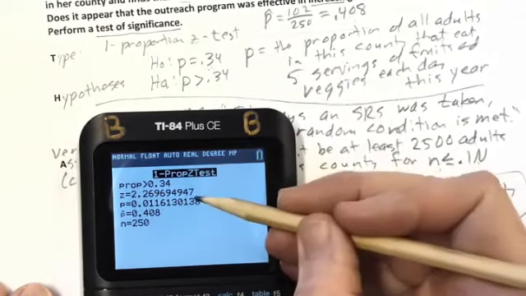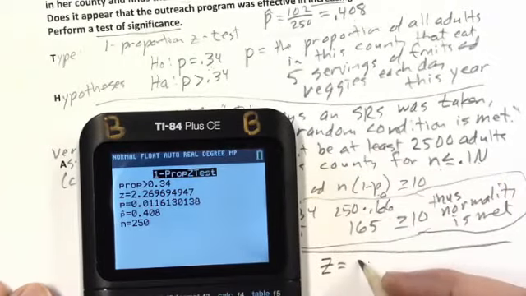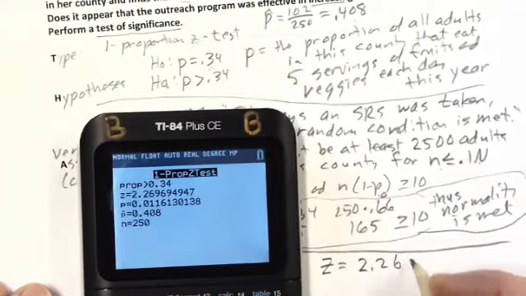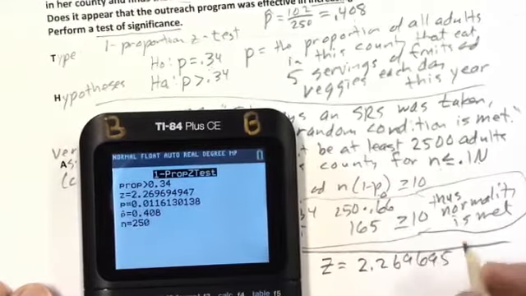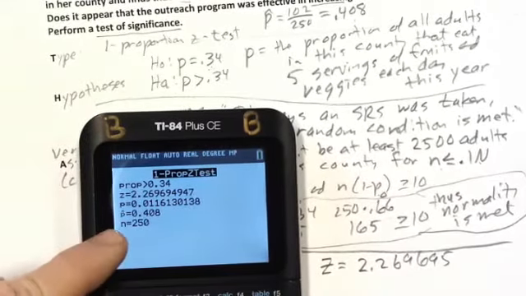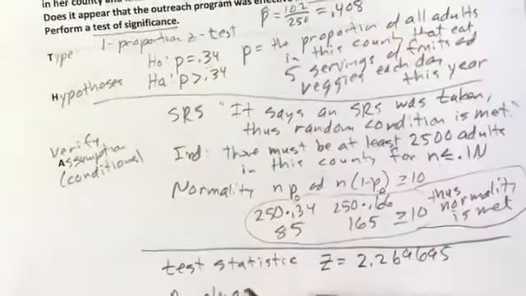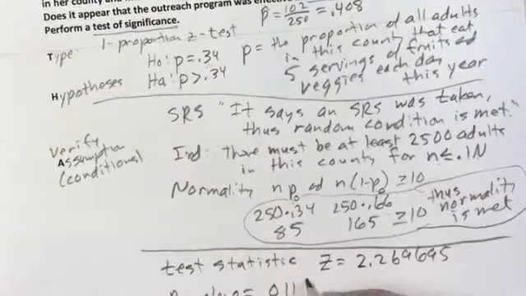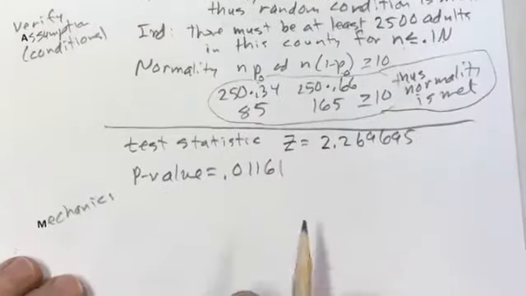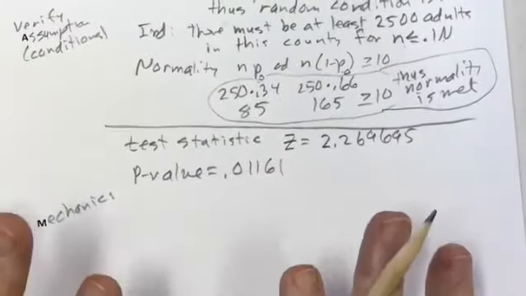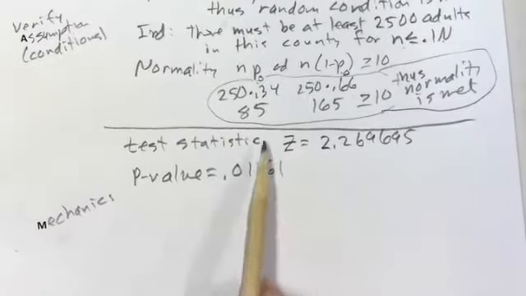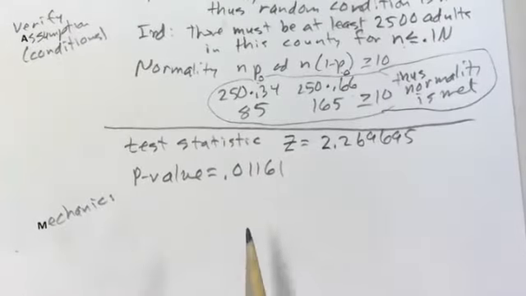And there it is. There's your test statistic and p-value. So this would be 2.269695, let's say, plenty of sig figs. And then the p-value is 0.01161. So that's how you find those. And that would be full credit for test statistic and p-value. Okay. The big number's p-value.